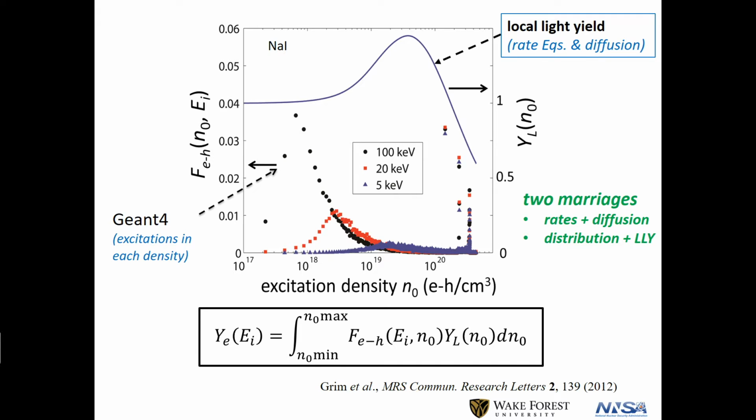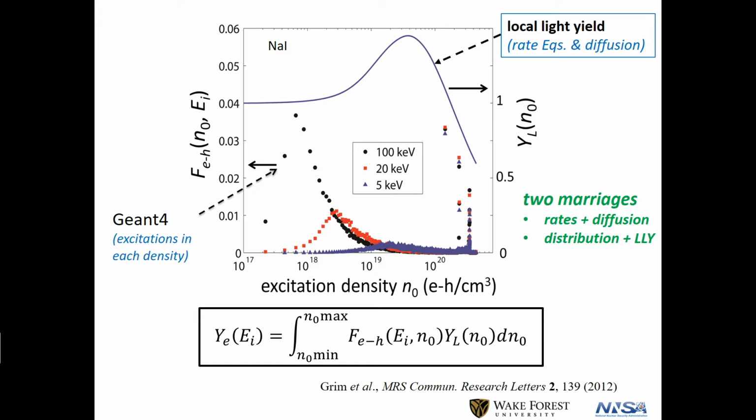So here's what our model, the transport and rate equation model, calculates: what we call local light yield, which is light yield as a function of excitation density. That you can't really measure, but we can calculate it. And then this is from the Geant4. It tells you the probability of making this many electron hole pairs per cubic centimeter versus this many. Okay, and then you integrate.